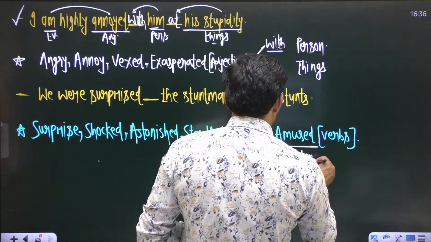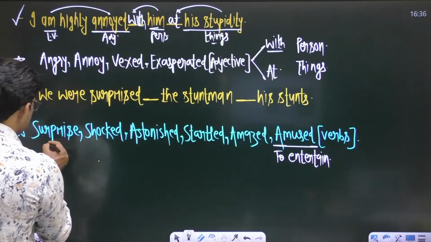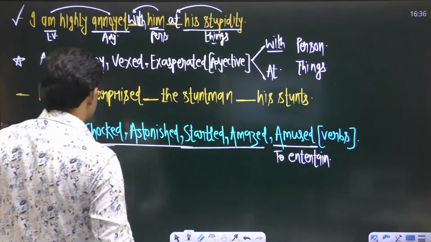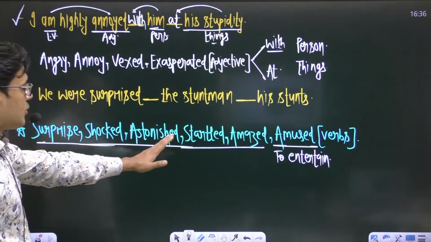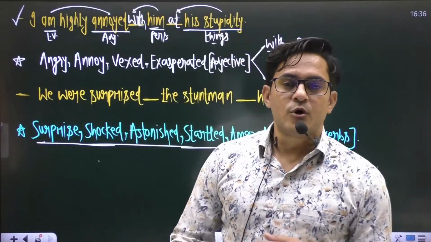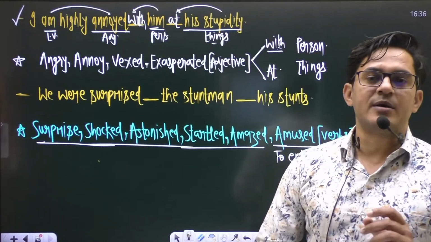This verb amuse means to entertain. Rest all these five words are synonyms, you can say: surprised, shocked, astonished, startled, amazed. These are the synonyms. But if you talk about the verb amuse, amuse means to entertain, right?